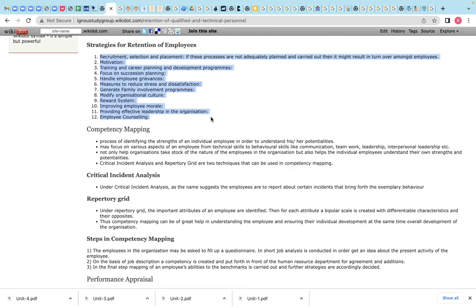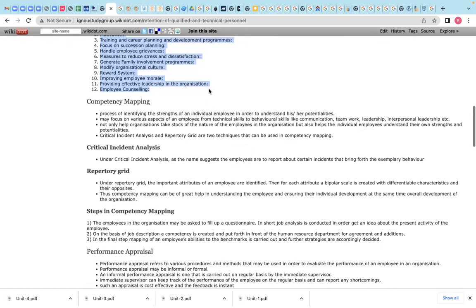Handle employee grievances. If they have problems, please handle, don't just ignore. Reduce stress and dissatisfaction, and have right measures to reduce that. Generate more family involvement programs, right? Even if family is emotionally bonded with the organization, chances of leaving would be less. Modify the organizational culture, make sure your culture is good. Have the right reward system, improve morale, have effective leadership, do employee counseling. So these are some of the strategies for retaining employees.